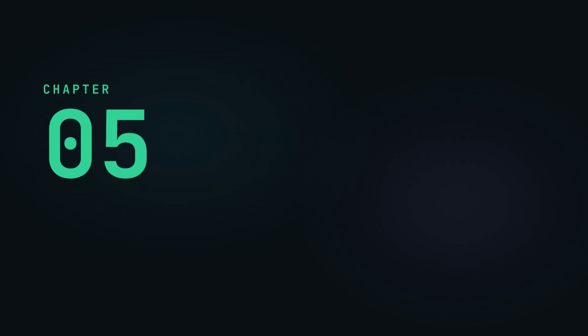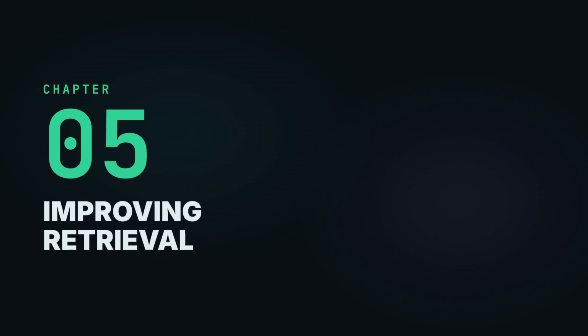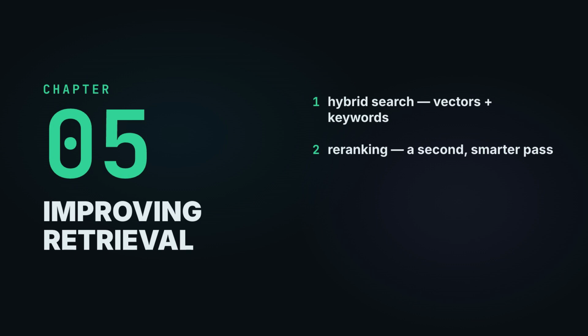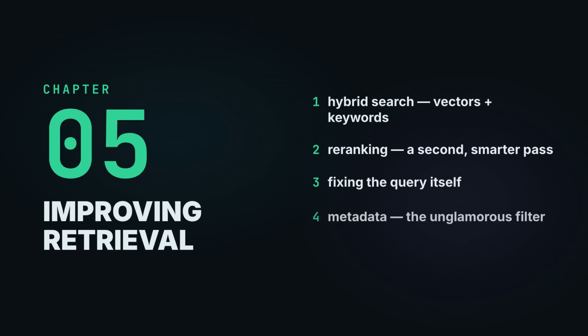Chapter 5. Improving Retrieval. The Sensible Default Stack. In this chapter, we will walk through 4 things. 1. Hybrid search. Vectors plus keywords, fused together. 2. Re-ranking. A second, smarter pass. 3. Fixing the query itself. And 4. Metadata. The unglamorous filter that solves problems embeddings never will.